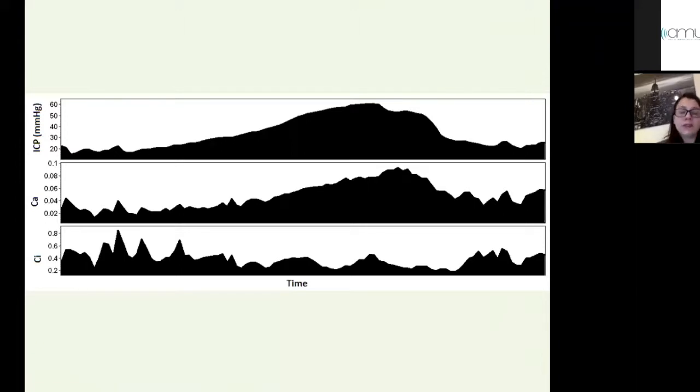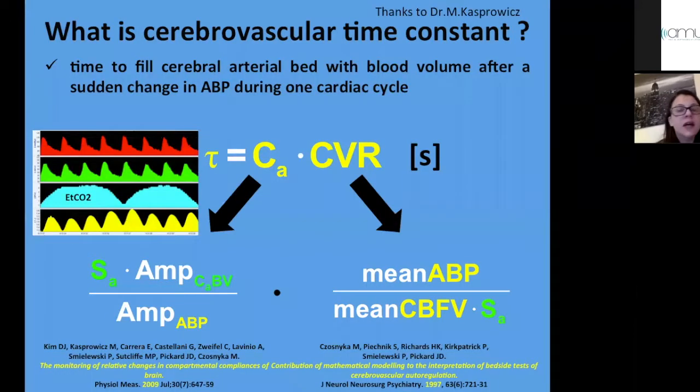So this is a very nice example, but it's not very easy to see something like this in clinical practice. The application of this technique is actually a bit limited, but we can assess the site and the moment of exhaustion of the autoregulatory systems of our patients. So another very important parameter is the cerebrovascular time constant. What am I talking about?